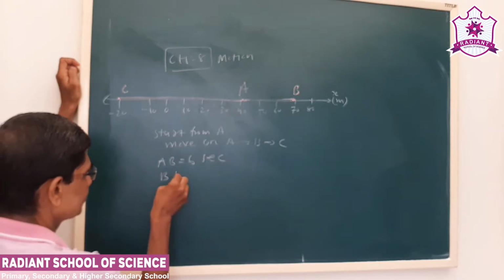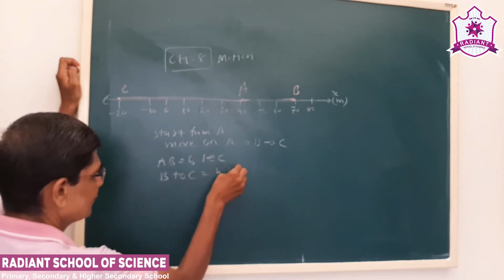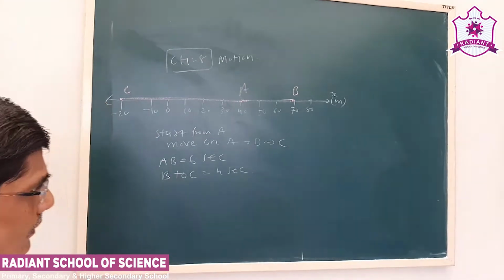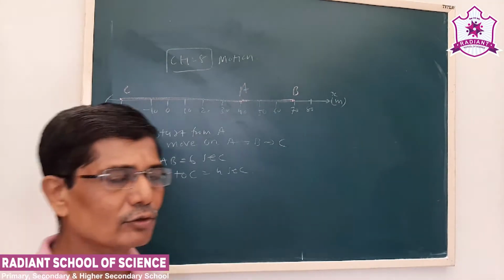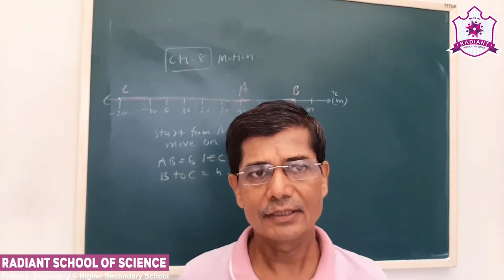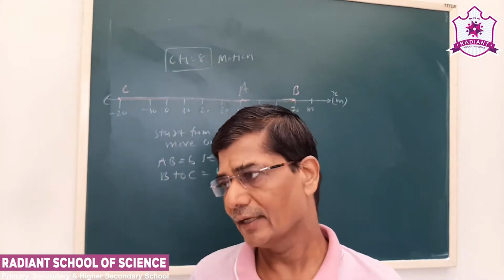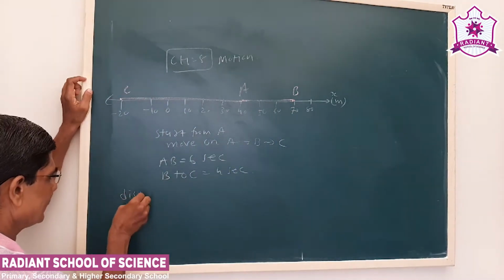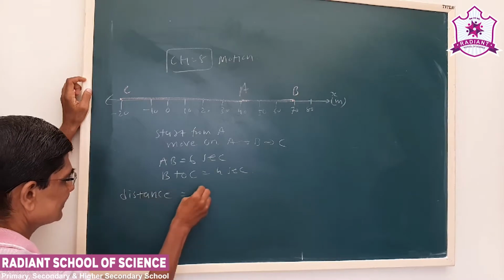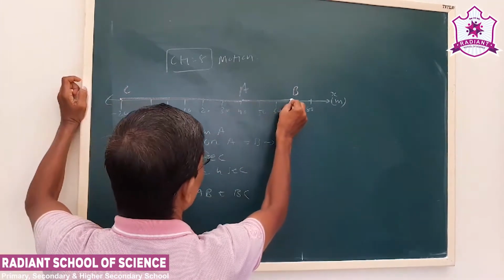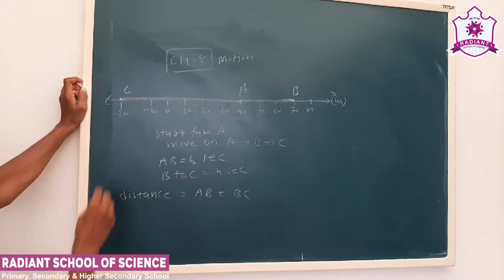Let us say the time to move from A to B is 6 seconds and B to C is 4 seconds. Now see what we have to calculate. First we have to calculate distance, then displacement, and then speed and velocity. The distance or path length is AB plus BC. It has moved from A to B, then B to C.